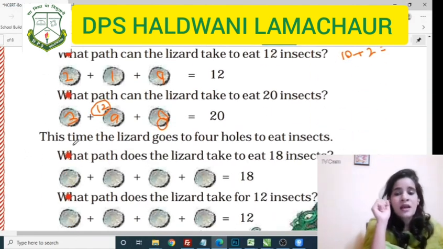Next is, this time the lizard goes to 4 holes to eat insects. Earlier it was going to 3 holes. Now the lizard is going to 4 holes. अब वो 4 holes पे जा रही है. So what path does the lizard take to eat 18 insects? अब 18 insects खाने के लिए how many holes will she cross?